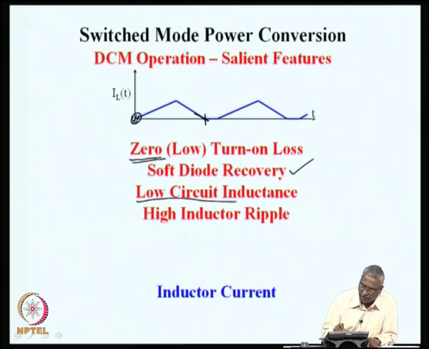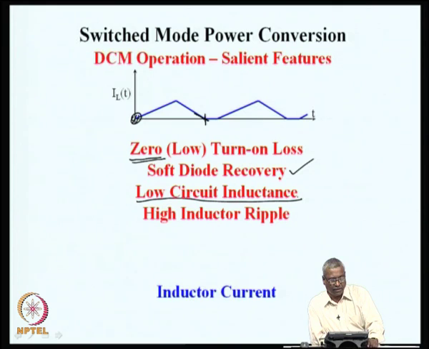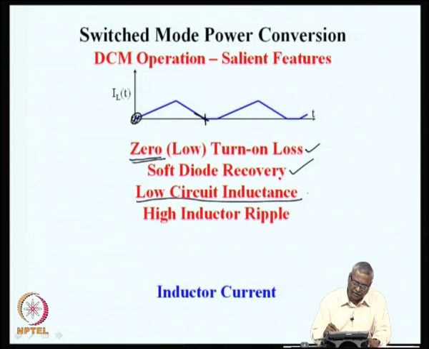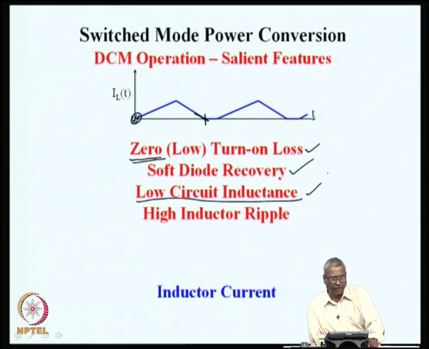Another significant feature is that because the ripple current is large, we can manage with low inductance in the circuit. The filter inductance L is now smaller compared to continuous current mode, and if the inductor is smaller, the size of the inductor also will be small, the weight of the inductor will be small, and the weight of the overall converter can also be small, and it is possible to achieve a higher power from a lower weight of the converter. And because of these advantages, there are some situations where the discontinuous mode of conduction is preferred.